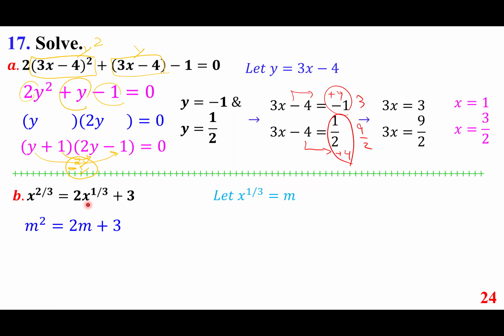Since you want to solve this quadratic equation, take everything to one side. You can write it in this format. You want two numbers, the product is -3, the sum is -2. That would be -3 and +1. So m is either 3 or -1.